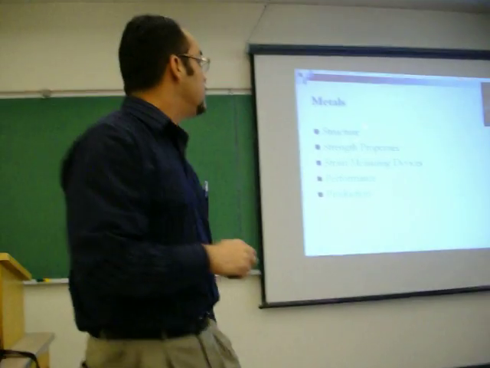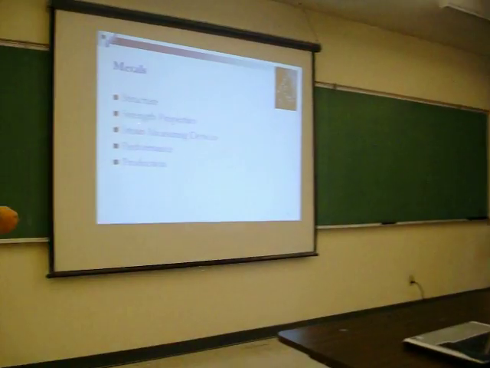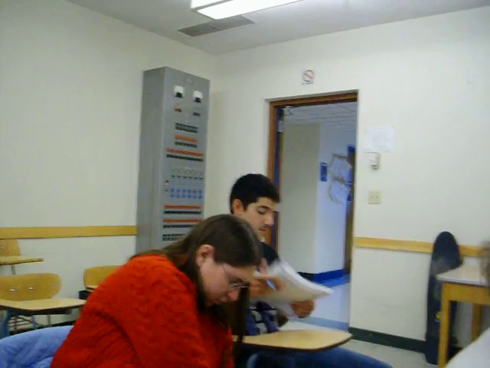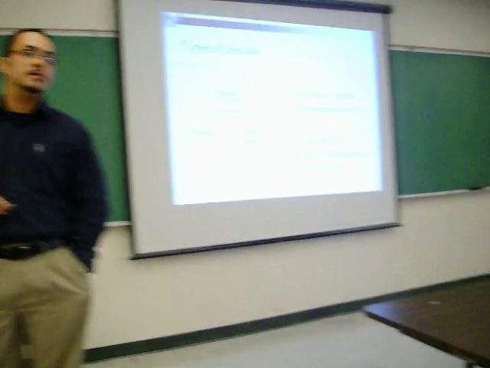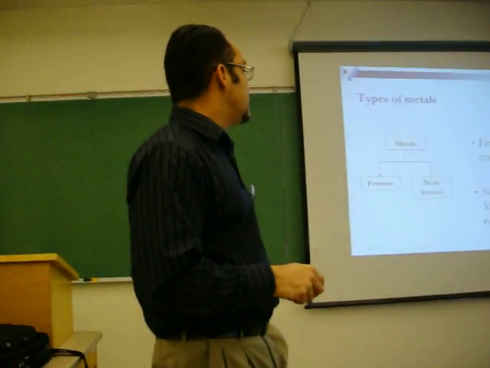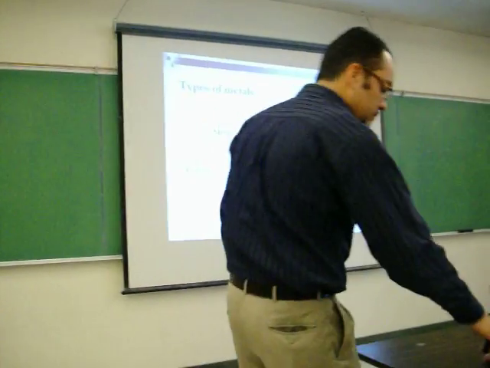We are going to study a little bit about structure, strength, properties, strain measuring devices, performance, and production. So this is the topic that we are going to study today. Basically, what everybody knows is very important for engineering material: we can have alloys that are the result of combination of two types of metals. We have the ferrous and the non-ferrous metals. Ferrous major constituent is iron, and the non-ferrous major constituent is not iron.